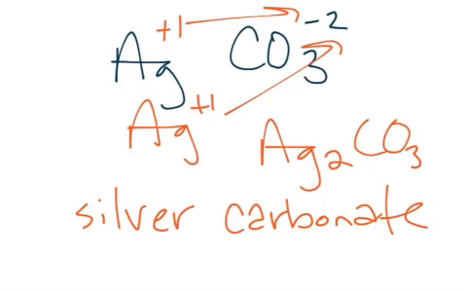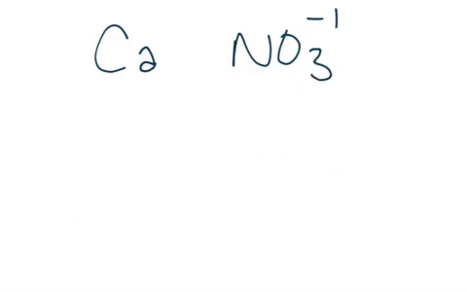And then once again, silver being the metal keeps its name the same, and carbonate keeps its name as well. For this molecule, we're going to need to look up the oxidation number of calcium, which is group 2, so that's always +2. So we have the same situation going on here where we have unequal charges, but it's a little bit different from the last one.